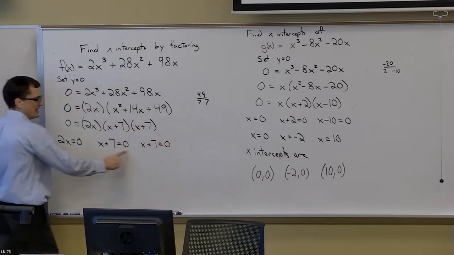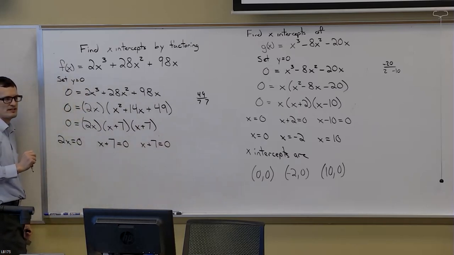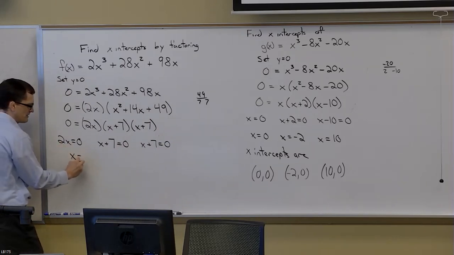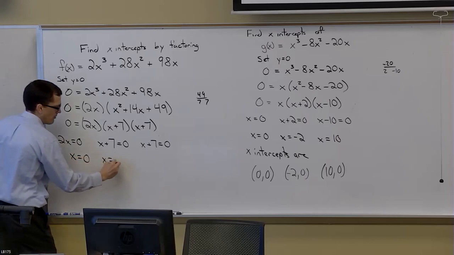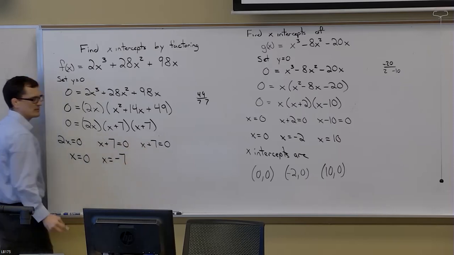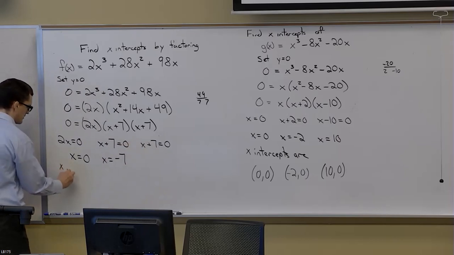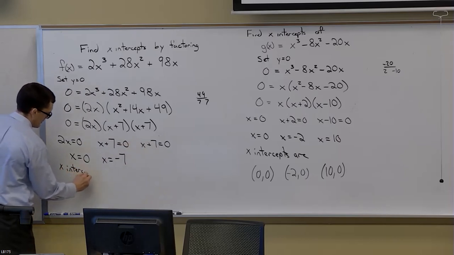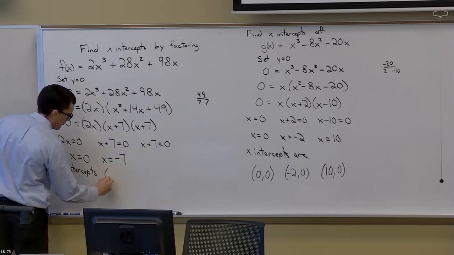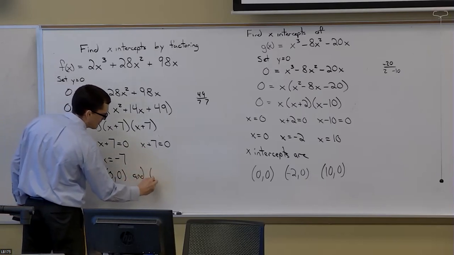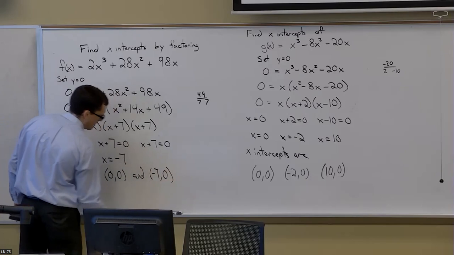Now, you don't have to repeat your equations if you don't want. By the way, dividing both sides by 2, you get x equals 0, or x equals -7. This is also x equals -7, obviously. That means we have 2 x-intercepts. One at the point (0, 0), and the other at the point (-7, 0).